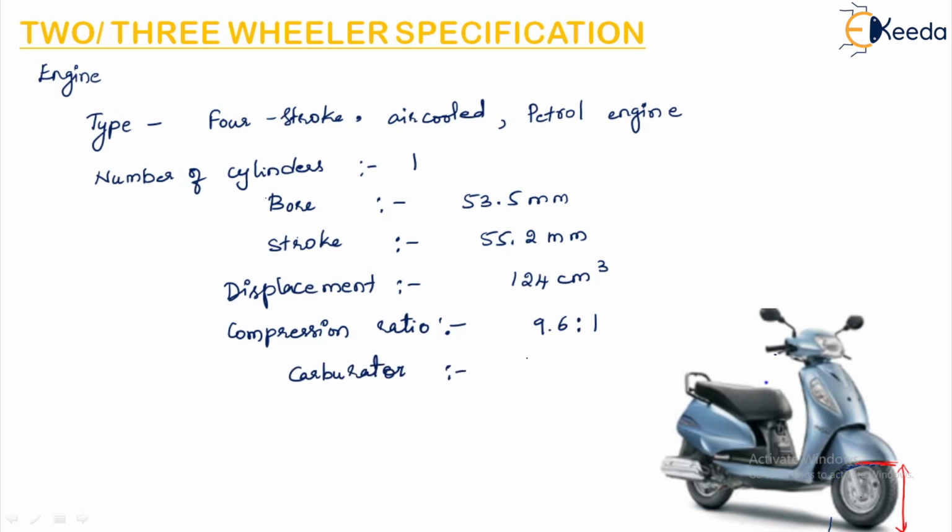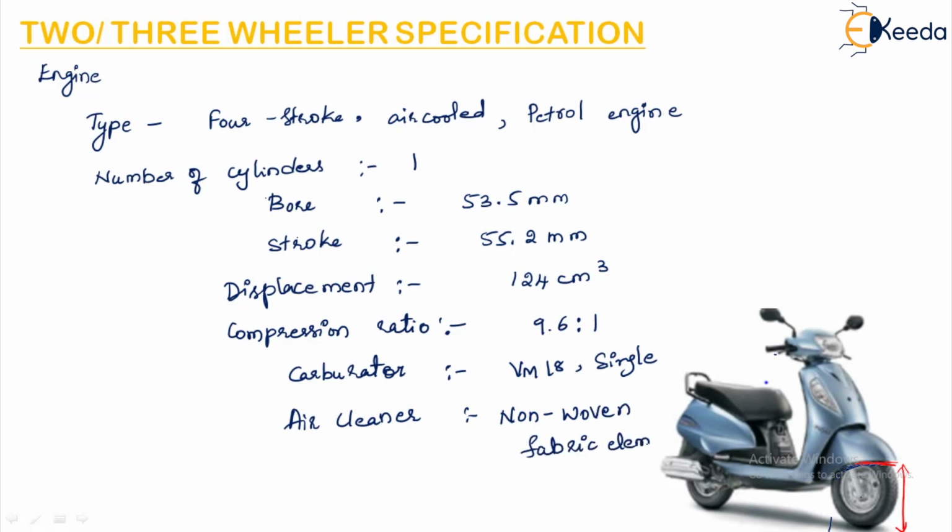Then carburetor. So what type of carburetor is used? It is VM18 and it is a single carburetor. Then air cleaner. It is a non-woven fabric element. Then what kind of starter system is used?